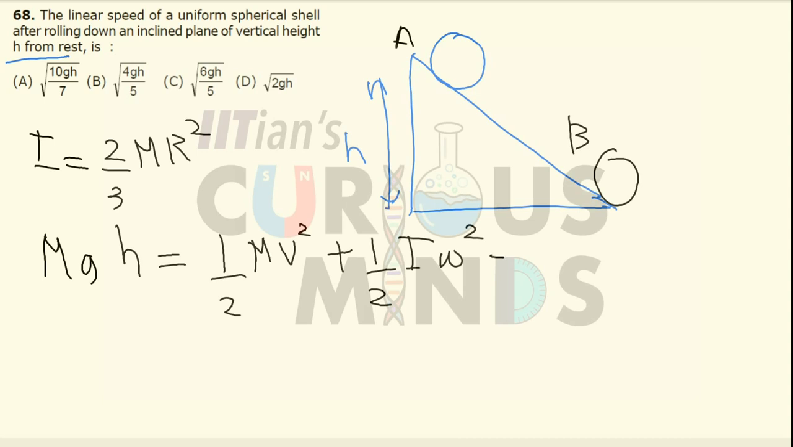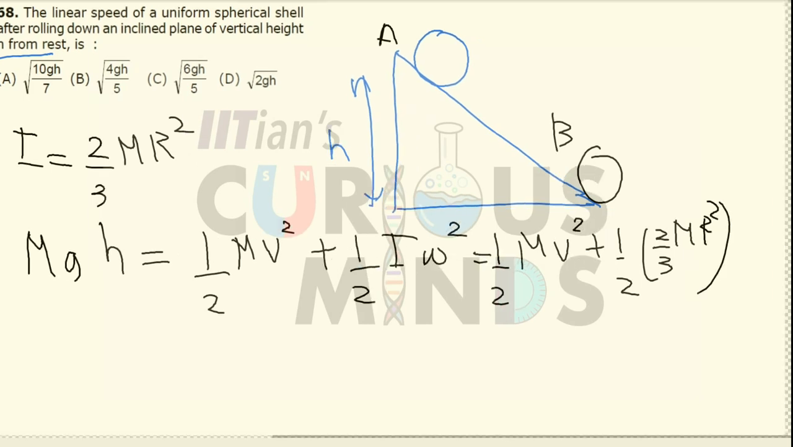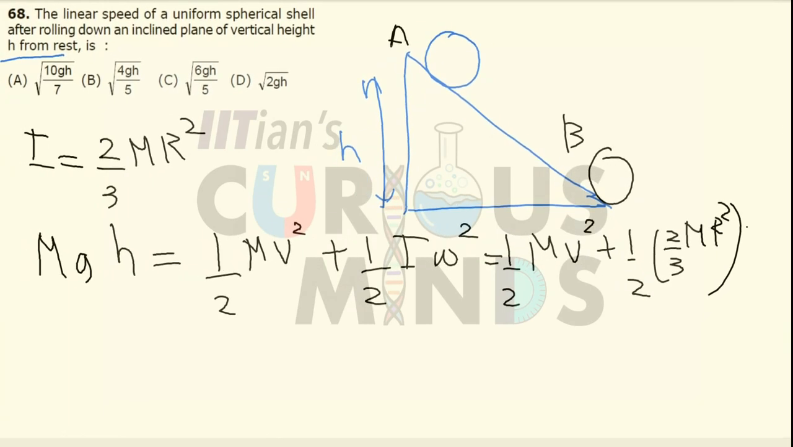So this can be written as half mv square plus, over here I can be written as 2 by 3 mr square into, omega square can be written as v square divided by r square. Now over here r square will get cancelled out.